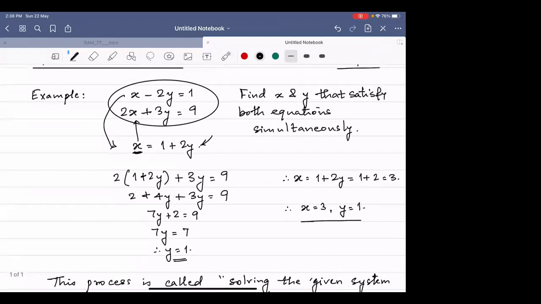We have solved a system of equations. These were two equations in two variables, right? So this was a system of equations, a system of two equations in two variables. So let me write that. So this is a system of two equations in two variables.